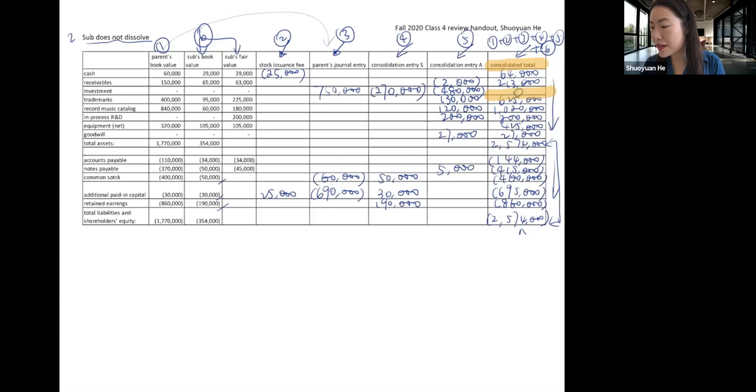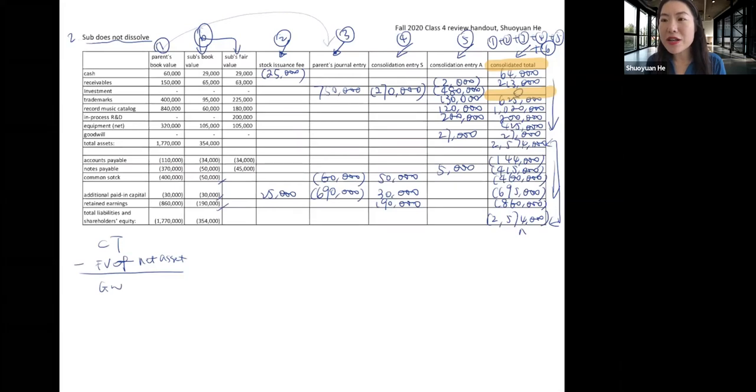So why do we have a zero investment account in this situation? If you think of the definition of goodwill, what is goodwill? Goodwill is your consideration transferred if it is more than the fair value of your net asset, then the difference is called goodwill. That is the definition of goodwill. So in this situation, this is a goodwill situation.